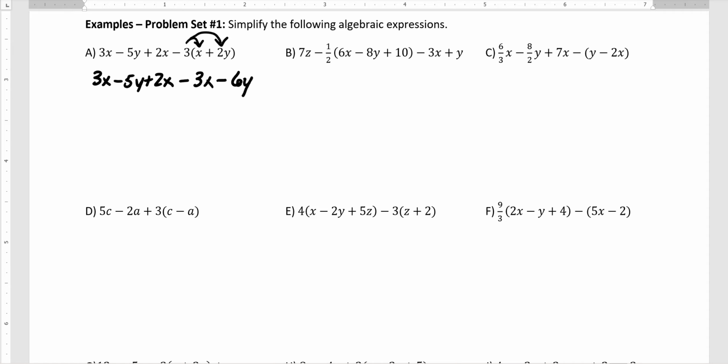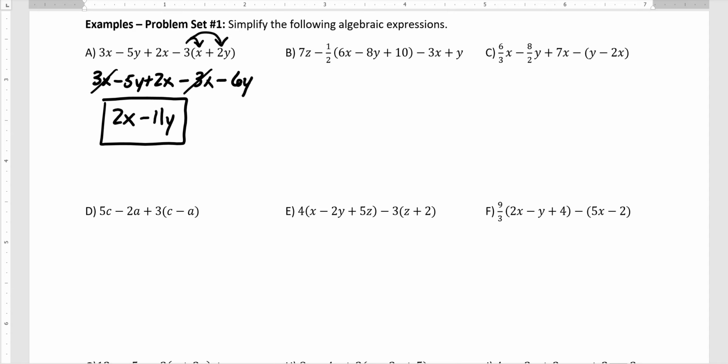Looking right here, I see right away I have 3x and I have negative 3x. So 3x minus 3x is 0, so I'm left with 2x. And then I have minus 5y minus 6y. Negative 5 minus 6 is negative 11, so I'd have negative 11y. And I know I'm fully simplified when I only have one term with each variable in it.